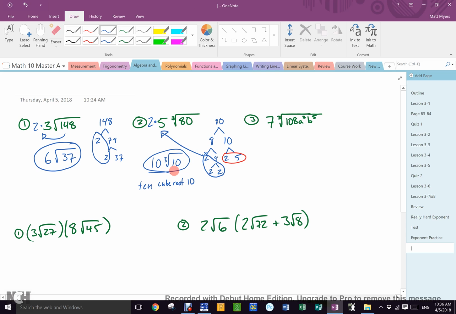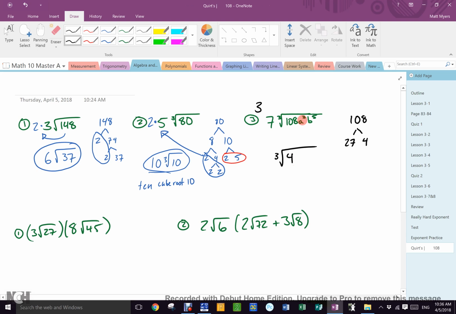Now, in 3, I have asked for a cube root again of a number, letter, and letter. You already know how to do the cube root of a number. 108, and you break it down. It's 27 times 4. I'm stopping there. Why? Because 27 has a cube root. What is it? 3. So out comes a 3, leaving 4 under there. So I have 4 under the radical sign.